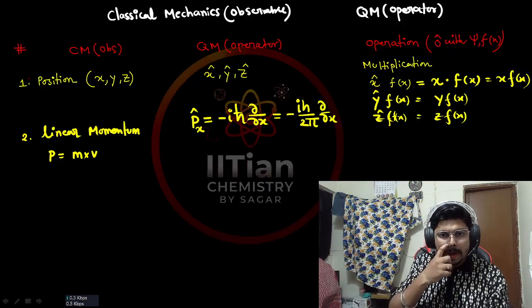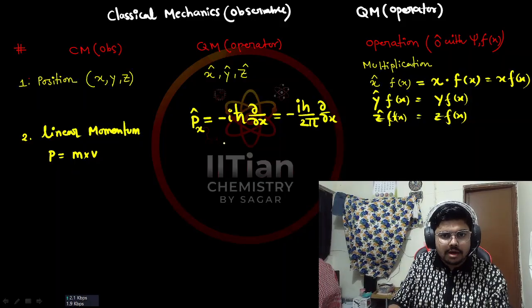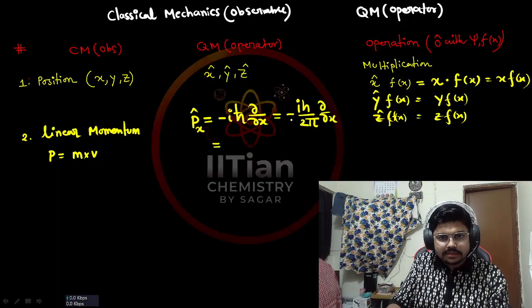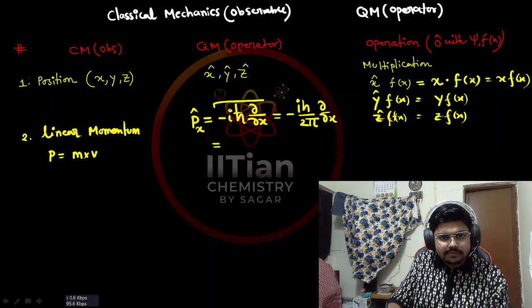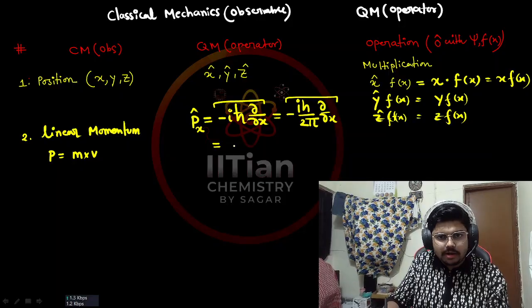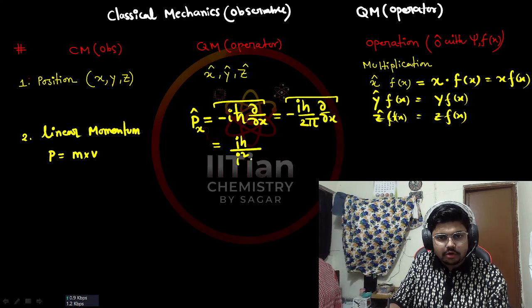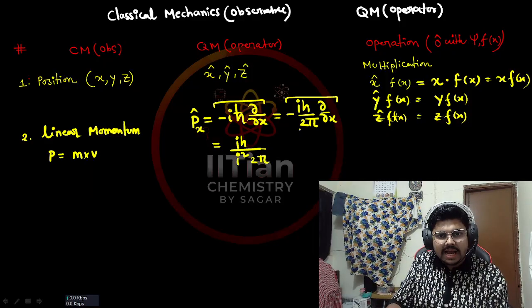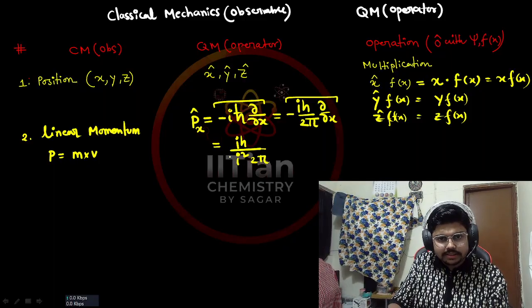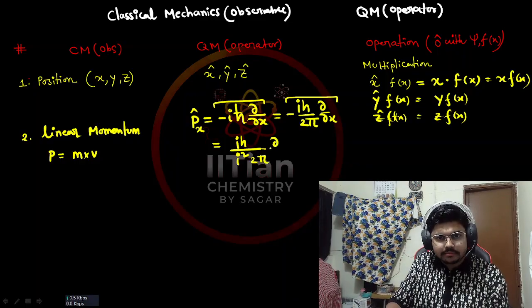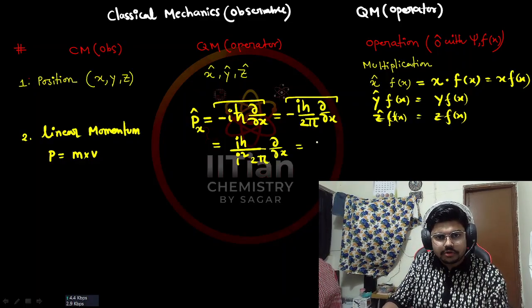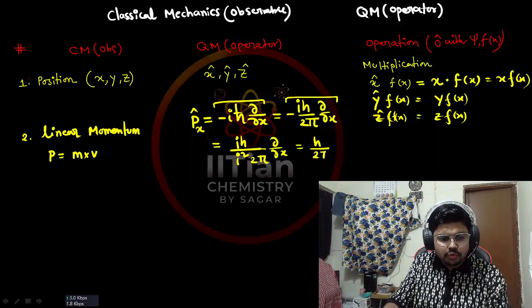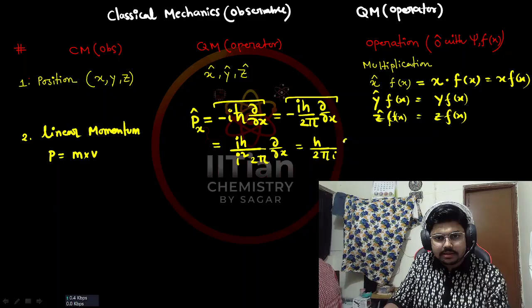Now we can write this. These are different forms of p of x. Now we can write i h upon i square 2 pi, because i square equal to minus 1. So if this is minus 1, then solving this entity you can get this entity, isn't it? So h upon 2 pi i del by del x.